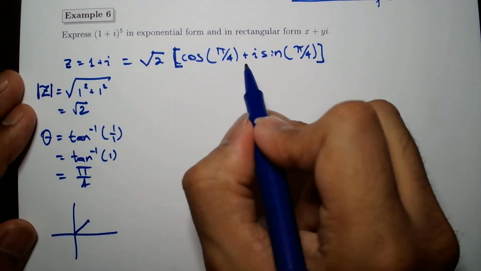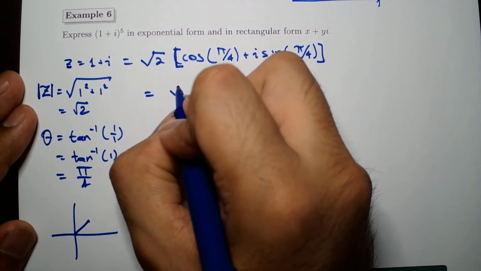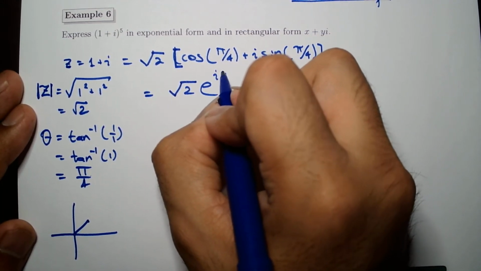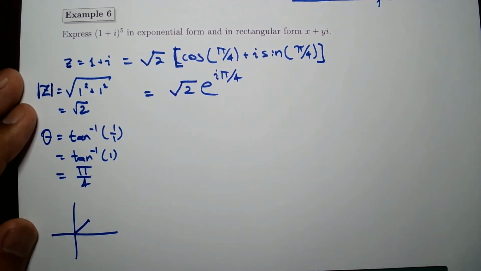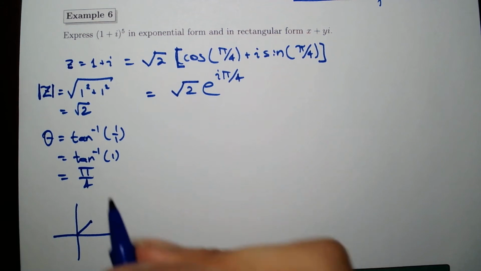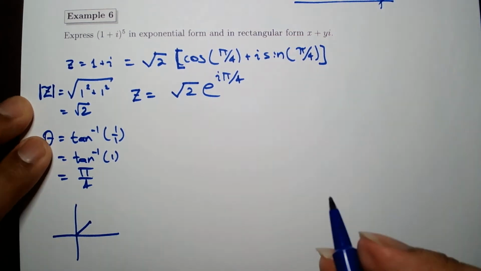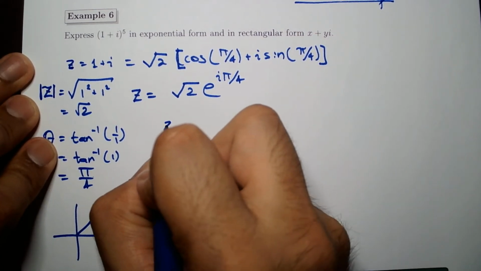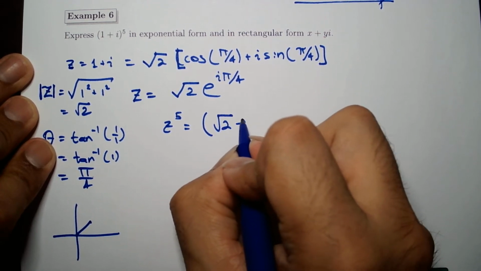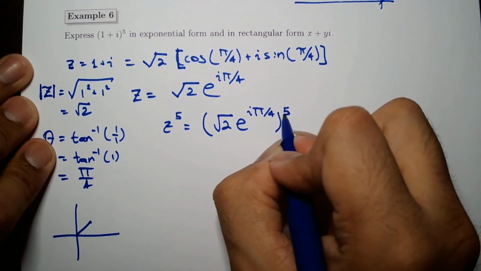All right, let's go ahead and do that. From here, what I'm going to do is write this as square root of 2 e to the i pi over 4. I'm writing this in exponential form, which is more convenient. Now we want the 5th power of this, so z to the 5th power is square root of 2 e to the i pi over 4, to the 5th power.